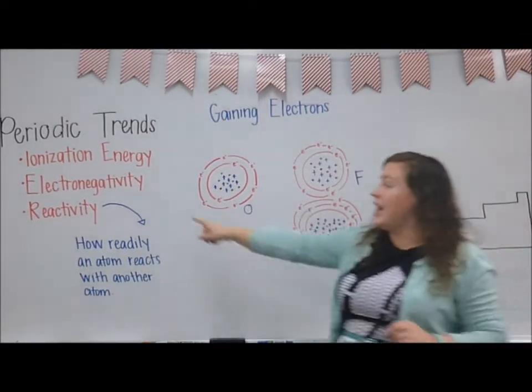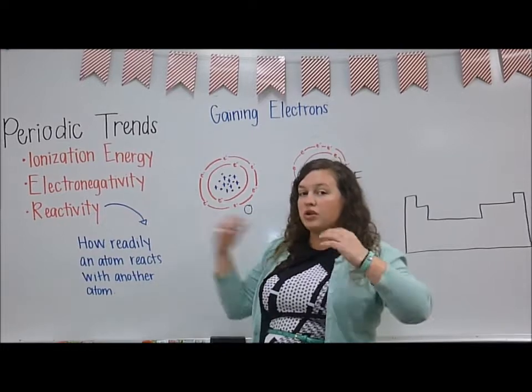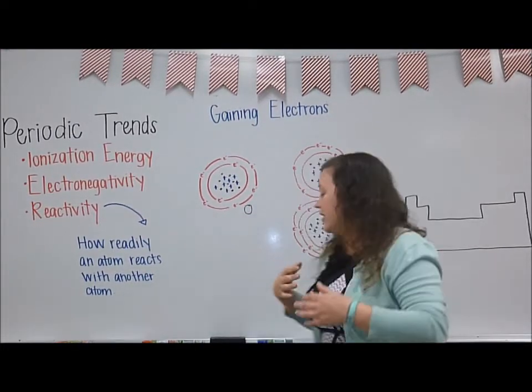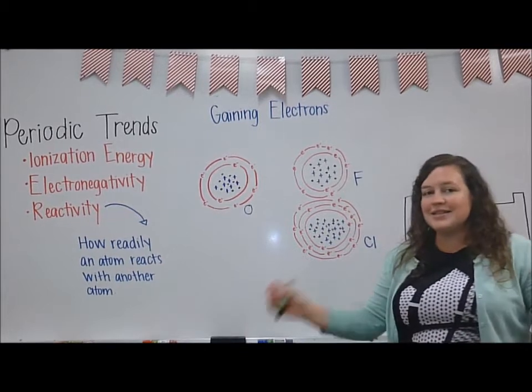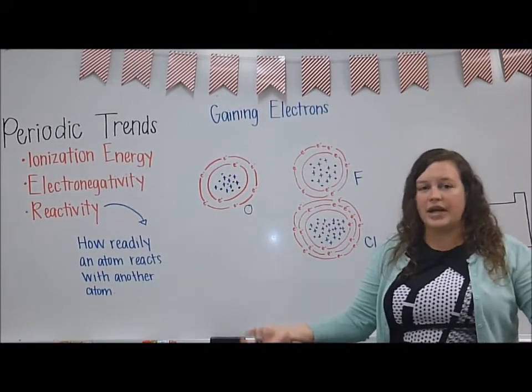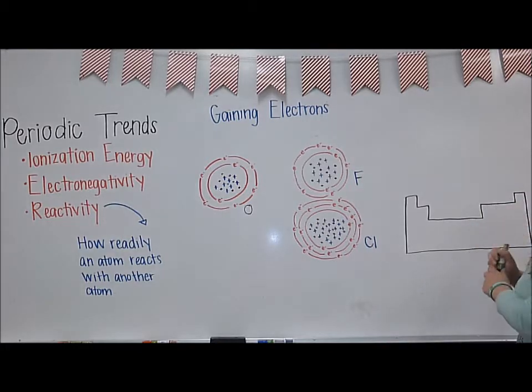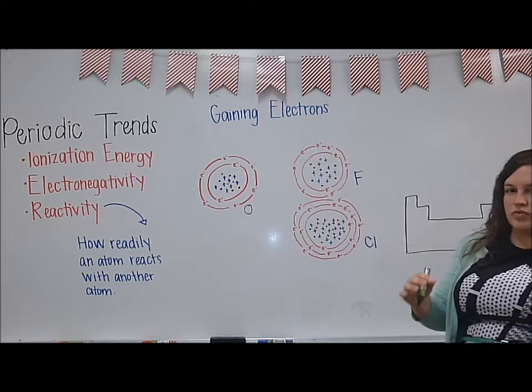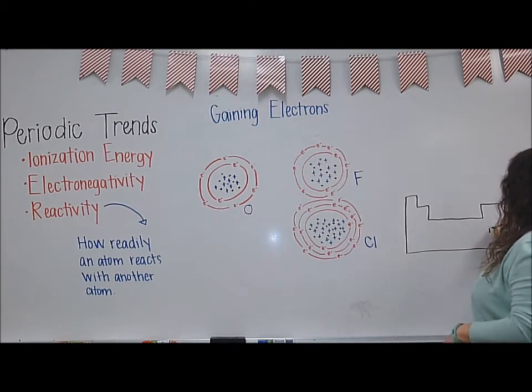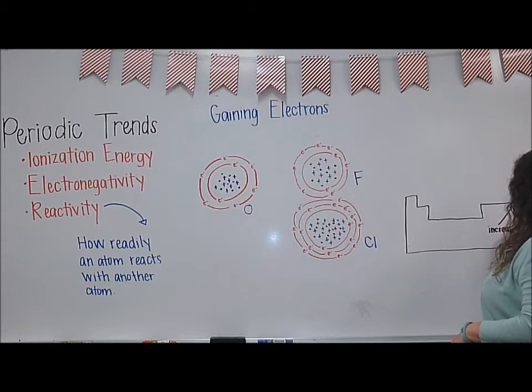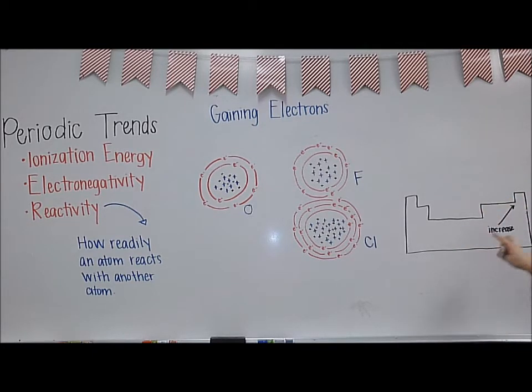Fluorine, remember, has that really high electronegativity, so it's pulling and pulling and pulling on electrons from other atoms. So fluorine has the highest reactivity, the most readily reactive element in our halogen family, because it gains its electrons really easily. If you consider the periodic table and the trends that we've talked about so far, it should make sense that these guys up here are really electronegative, so they're pulling in electrons really easily.